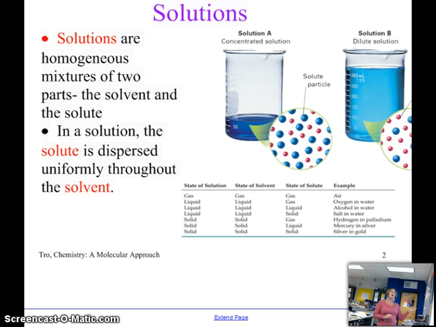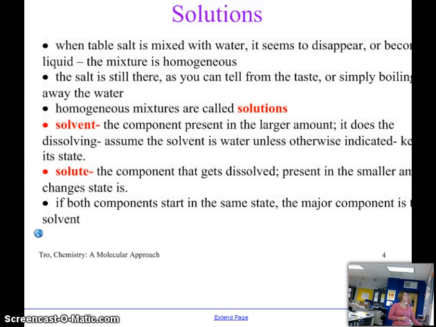And when you take the solvent and you dissolve the solute in it, we assume complete dissolution. We assume a uniform distribution, which means that all solutions are homogeneous mixtures. The parts of the solute are uniformly distributed in the solvent. Okay? So when table salt is mixed with water, the salt is still there. You can get it back by evaporating the water. The solvent is water. It's present in the larger amount. The solute is salt. It's present in the smaller amount.